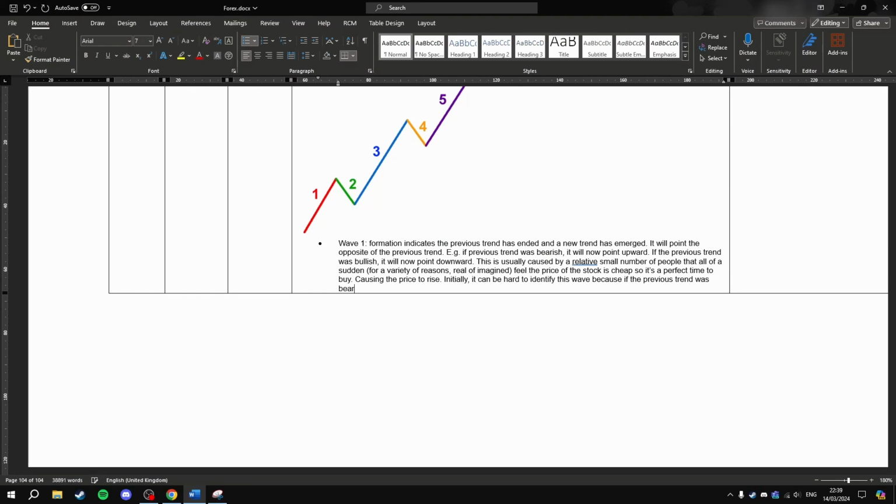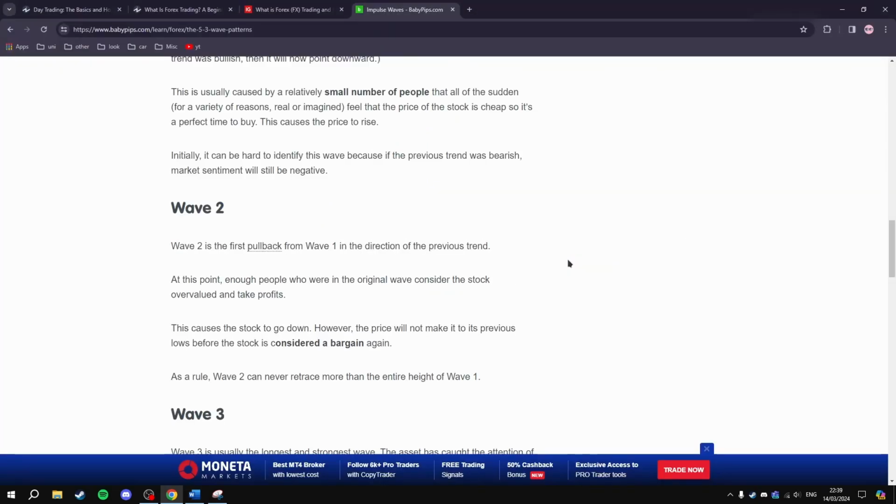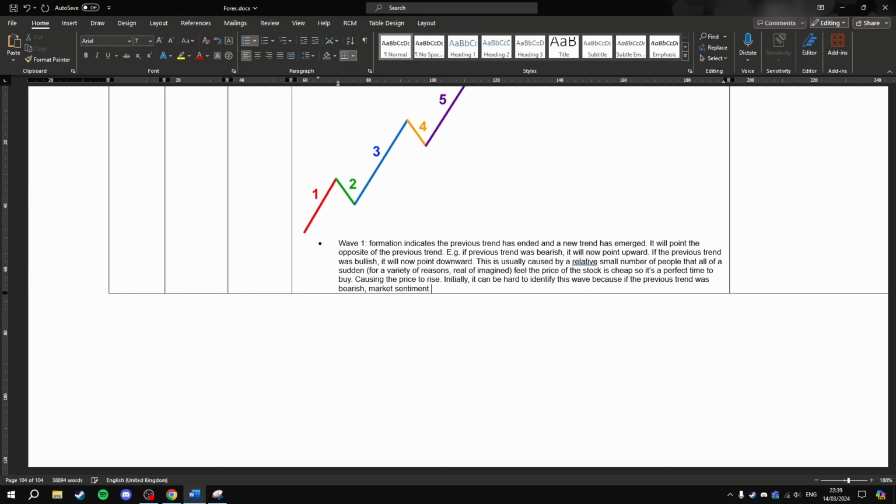If the previous trend was bearish, aka going down, market sentiment will still be negative.